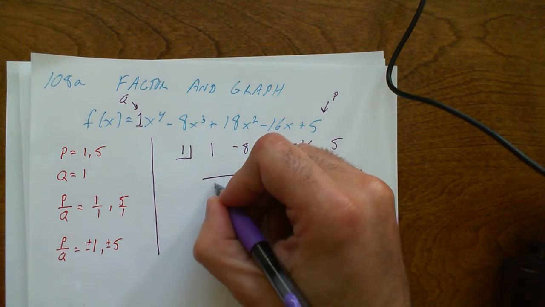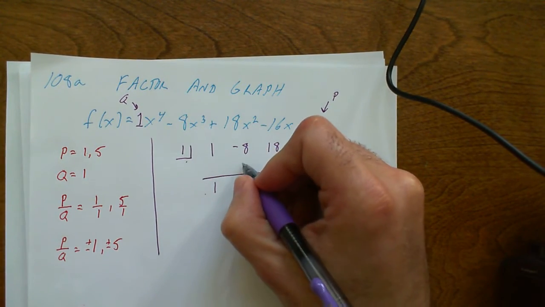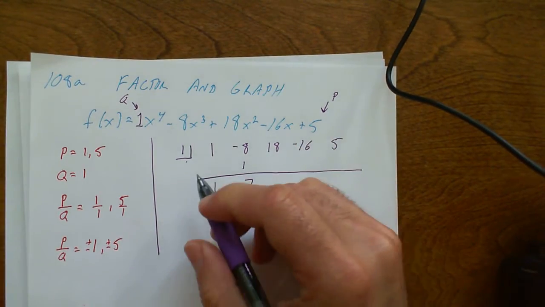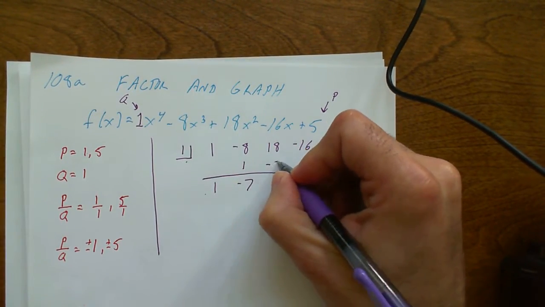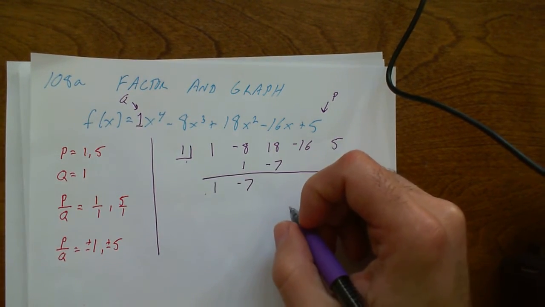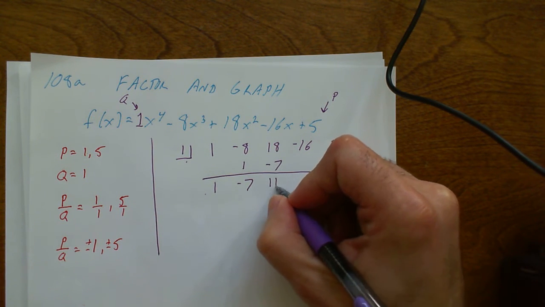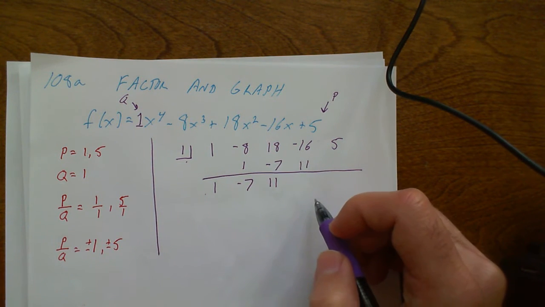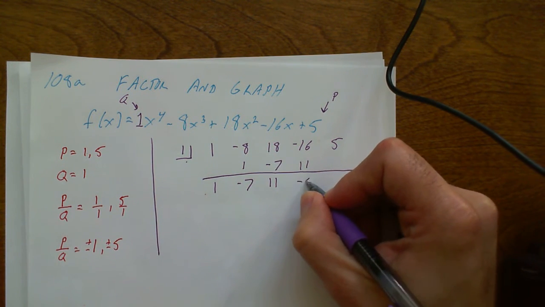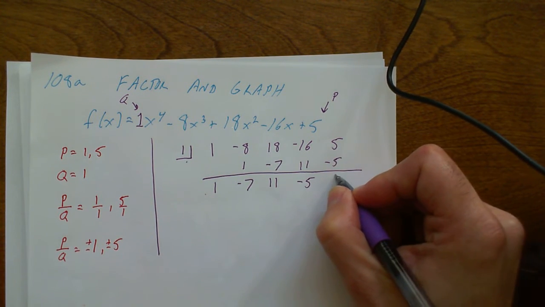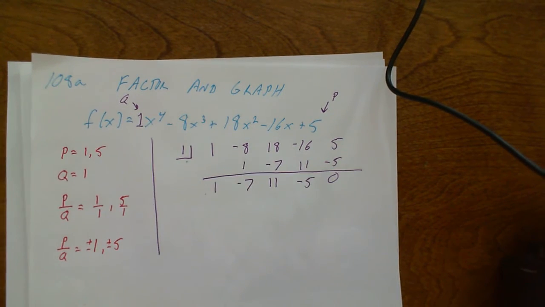So I bring my 1 down, then I multiply. 1 times 1 is 1. Negative 8 plus 1 is negative 7. 1 times negative 7 is negative 7. 18 minus 7 is 11, right? 1 times 11 is 11. Negative 16 plus 11 is negative 5. 1 times negative 5 is negative 5, so I got a 0. Awesome, that worked. First try, right?